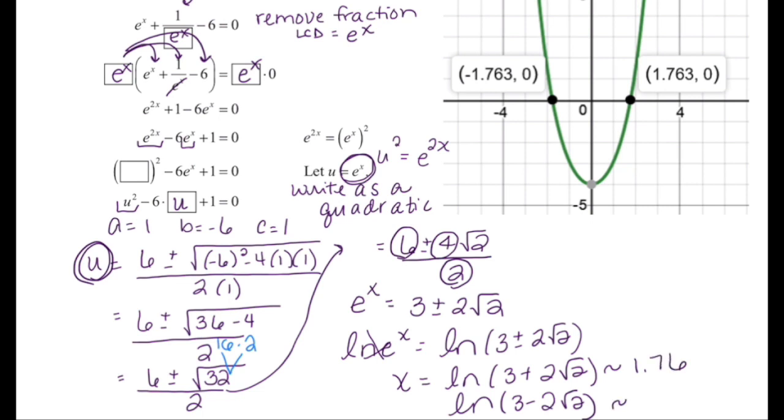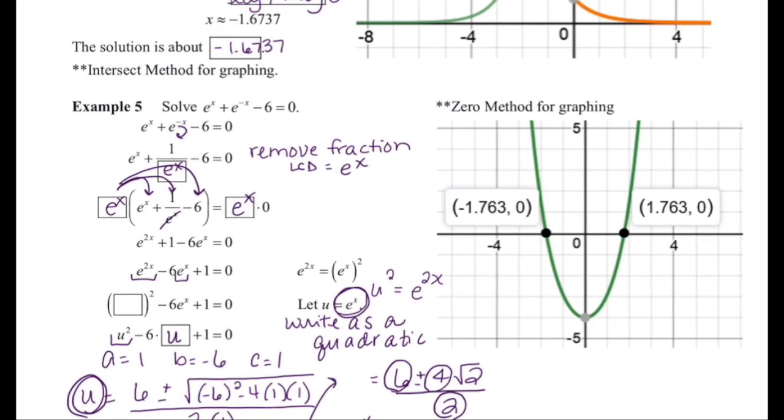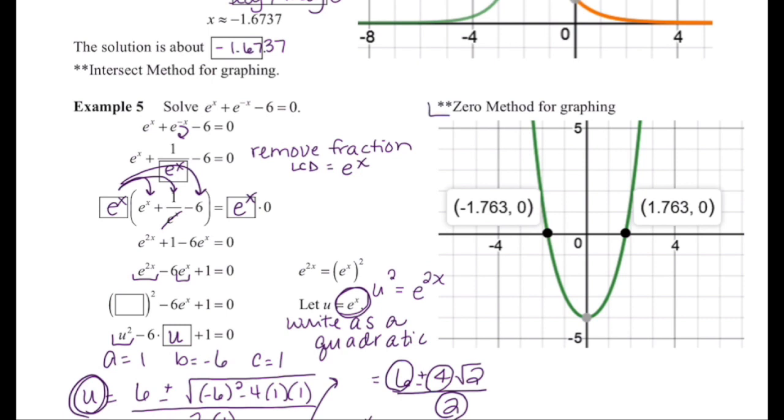which gives me approximately 1.76 and approximately -1.76. This time when I graphed, I used the zero method. I used the zero method here because our equation was already set equal to 0.